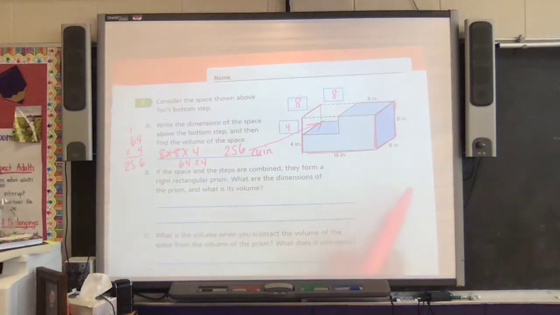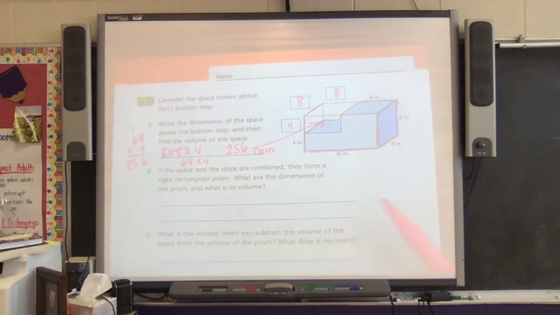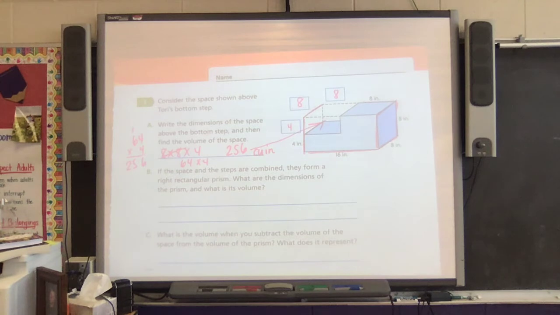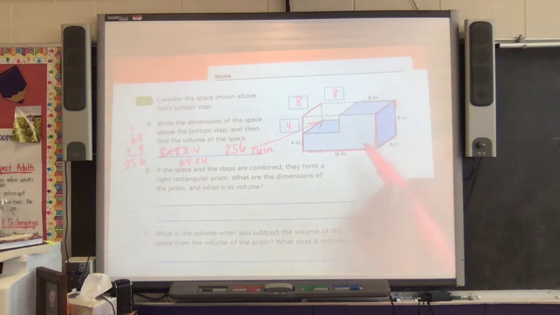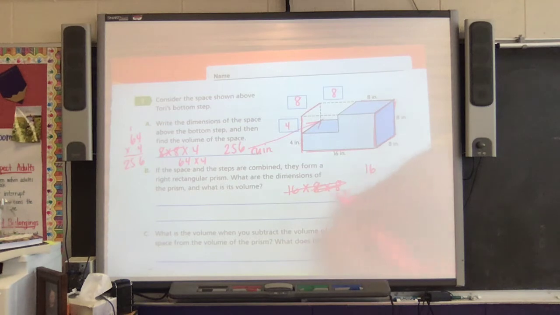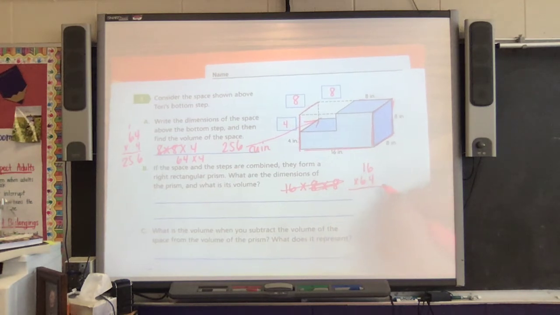So it says if the space and the steps are combined, they form a right rectangular prism. What are the dimensions of that whole thing? So it's saying, let's pretend it's all filled in like I was just saying. So it would be 16 by 8 by 8. So 16 times 8, or how about we do this? I know 8 times 8 is 64. Then I'd have 64 times 16.